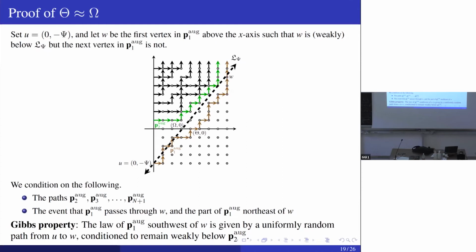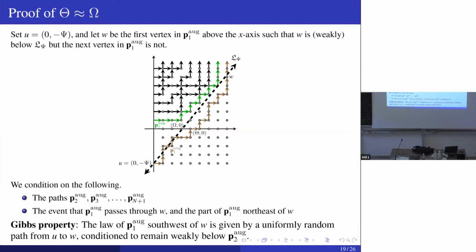That's below L. Eventually this brown path, since it exits the boundary, will touch L at some point. So I'm just finding the point W that's just before it reaches L, which is above the x-axis. I'm just calling that W. Now I'm going to condition on a bunch of stuff. I'm going to condition on all of the black paths, so P2 aug, P3 aug, P4 aug, etc. And I'm also going to condition on the green path.